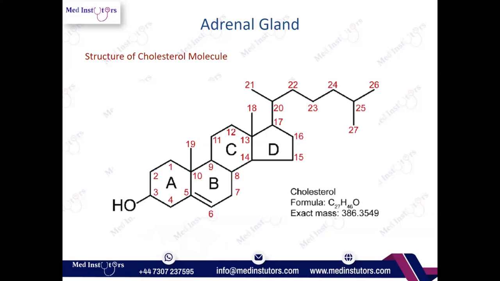Did you see any double bond at carbon number 1? There is no double bond there. It's between 5 and 6. Here you can see that between carbon number 5 and 6 a double bond is present, and that's the only double bond in the cholesterol molecule. So these are the high yield points from the cholesterol molecule.